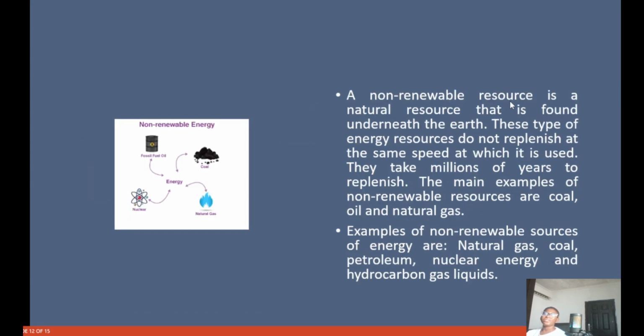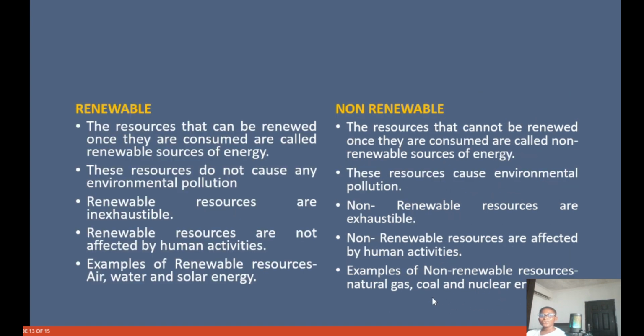Then we have a non-renewable resource. It's a natural resource that is found underneath the earth. This type of energy resource does not replenish at the same speed at which it is used. They take millions of years to replenish. The main examples of non-renewable resources are coal, oil, and natural gas. Examples of non-renewable sources of energy are natural gas, coal, petroleum, nuclear energy, and hydrocarbon gas liquids.